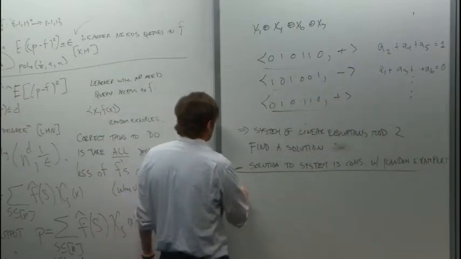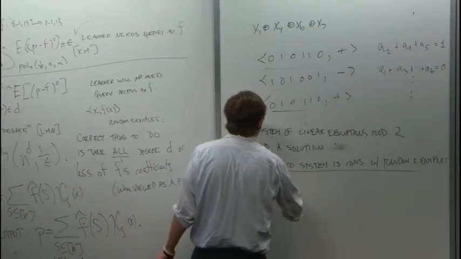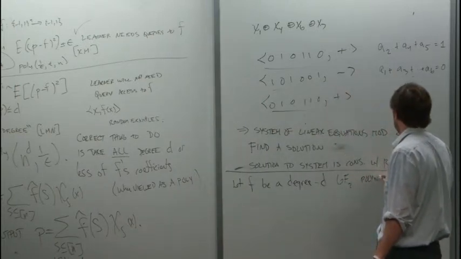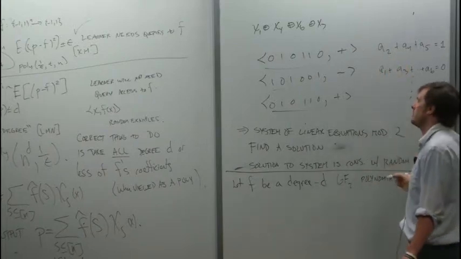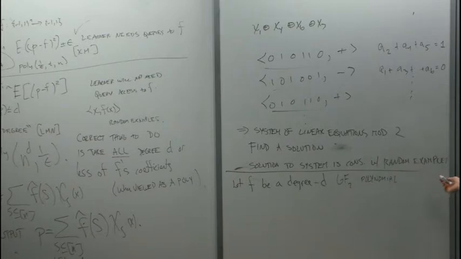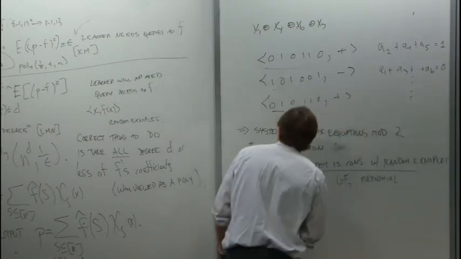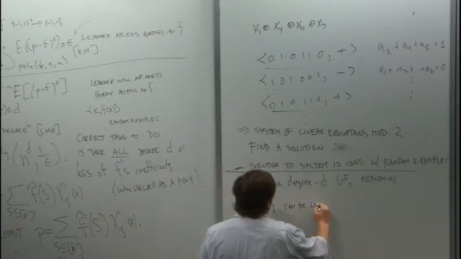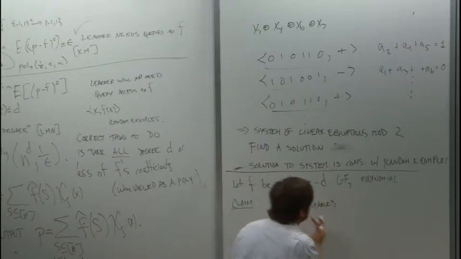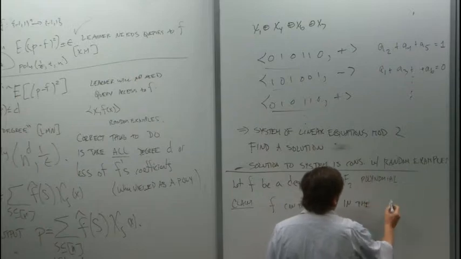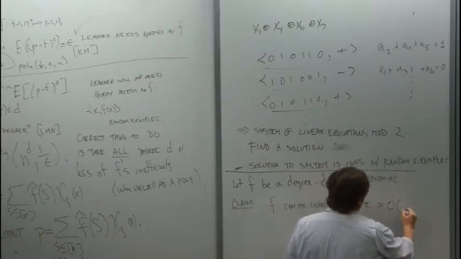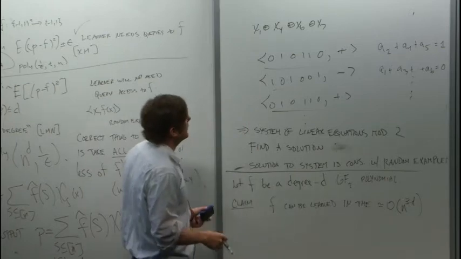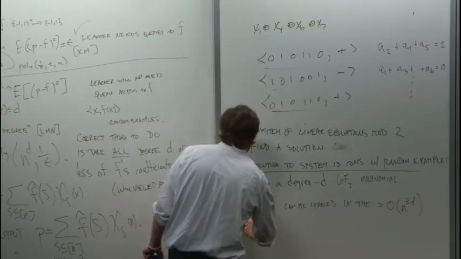And now I want to consider the following generalization. So let f be a degree d GF2 polynomial. In this case, the degree of f was 1, but here f is a degree d GF2 polynomial. The claim is that f can be learned in time roughly order n to the 3d. And this is a simple trick that I'll refer to as feature expansion.